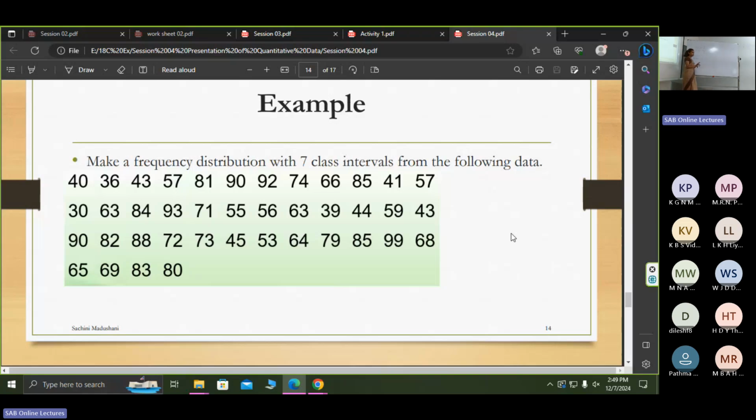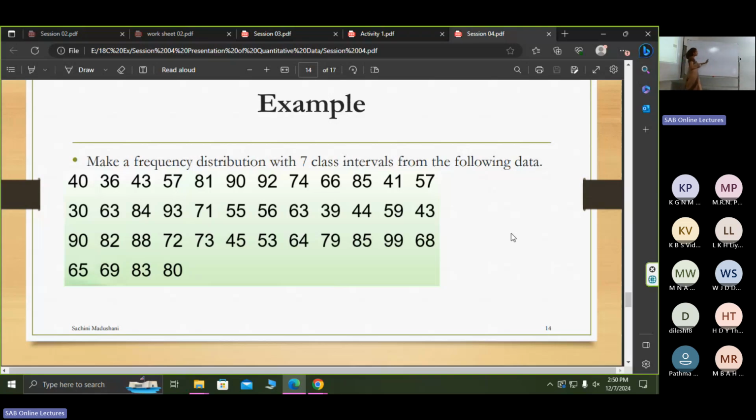Understood? Then we need to insert 7 class intervals, so we decide the size of the class interval. It means width. We find the range divided by the number of class intervals. How do we calculate the size of the class interval? Range divided by number of class intervals. The range is 69, number of class intervals is 7. Then how many? 9.85, a decimal value. Then we can take the approximate value 10 as the size of the class intervals.